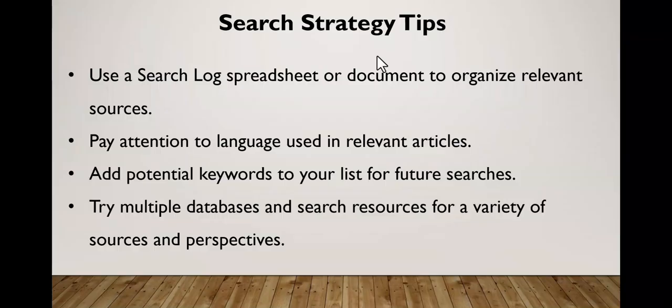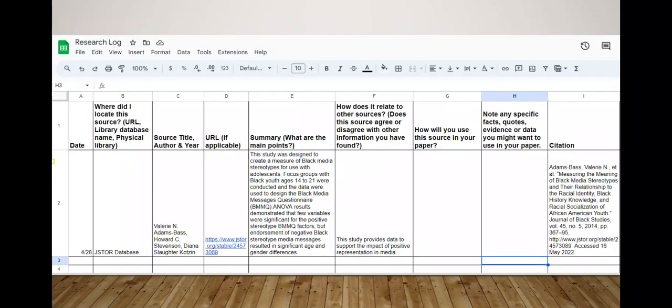Before you start searching, these are some helpful tips that you might want to think about and keep in mind as you're performing your research. First, you can use a search log spreadsheet or a document to help organize relevant sources. And we will link to one of these in the description of this video, but it can be a spreadsheet or a Word document or a Google document where you just keep track of where you found a source, the title, the author, and the year, a quick summary or relevant information of how it relates to your topic or your literature review. Maybe you can keep the citation there. And any notes that will help you remember why it's relevant.